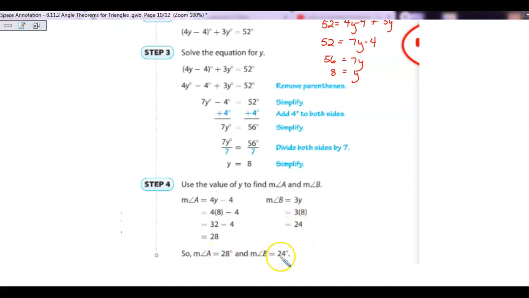So 28 and 24. Now, if I wanted to check to make sure that my math is correct, I know that 52 equaled the sum of those two angles, right? So if I take 28 and 24 and add them together, I want to know, are they equal? So I have 52 and 52. Yes, so it checks out that these two measures are correct. It's a nice way to check it.